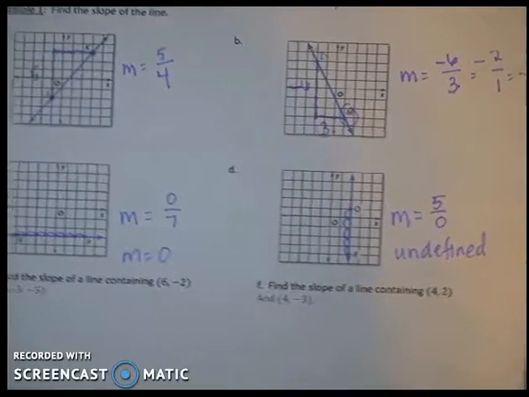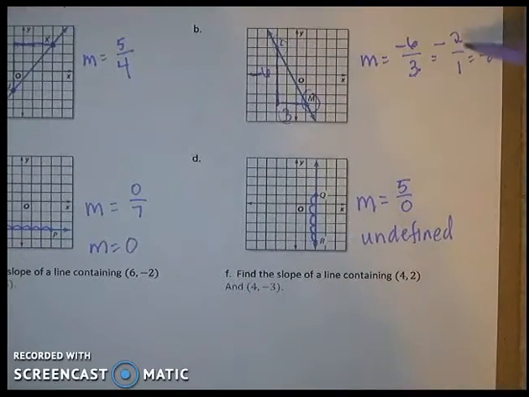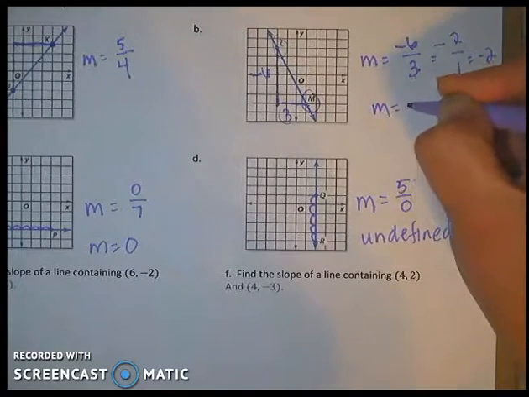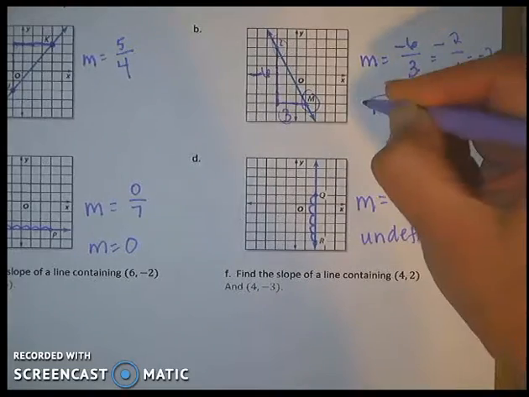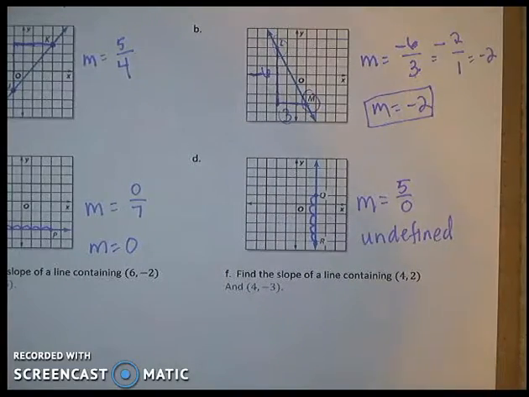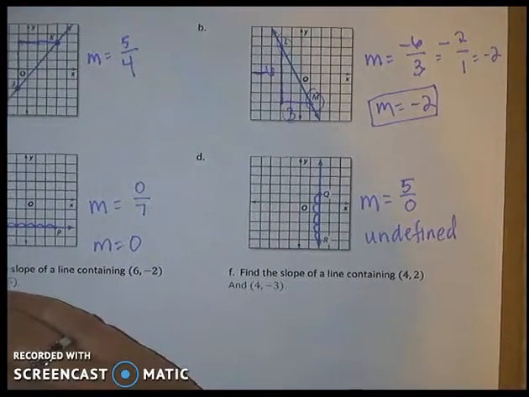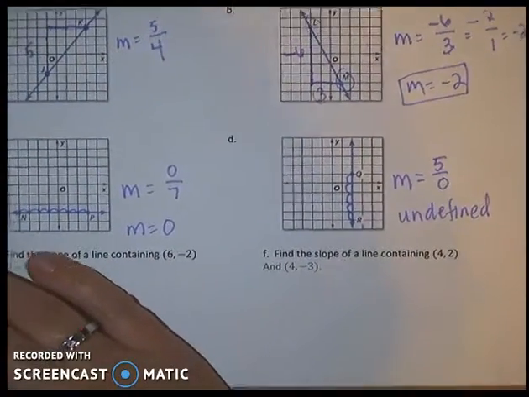I guess you can't see that. Let's move that over a little bit. So negative 2 over 1 or negative 2 is my slope. Most likely, if you're taking ACT, or any standardized test, you're going to see that as a slope of negative 2 and not negative 6 over 3 or negative 2 over 1. So go ahead and make sure that you reduce that.